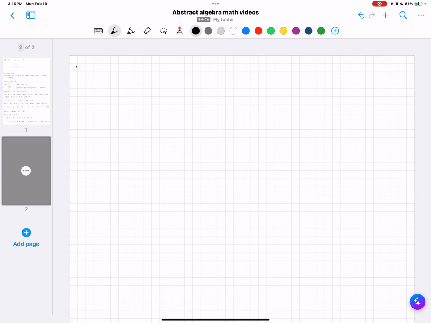So therefore, S is not empty. So by the well-ordering axiom, we have that S has a minimal element. I'm going to call it R.